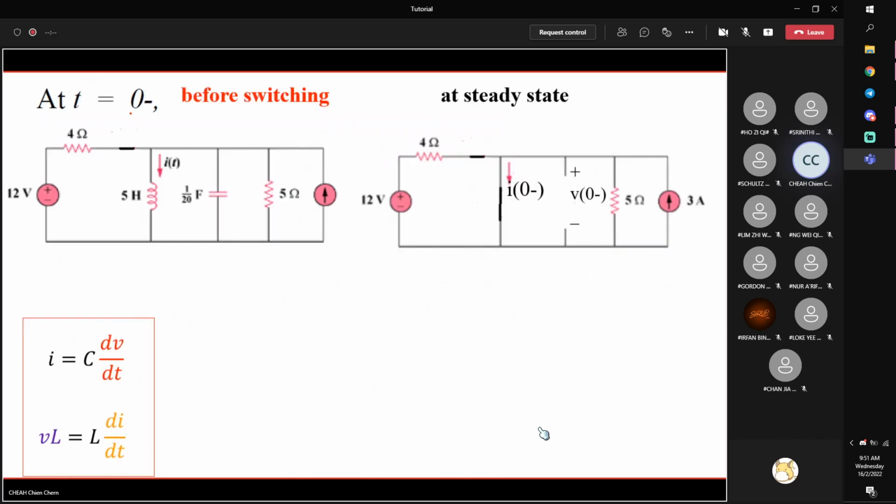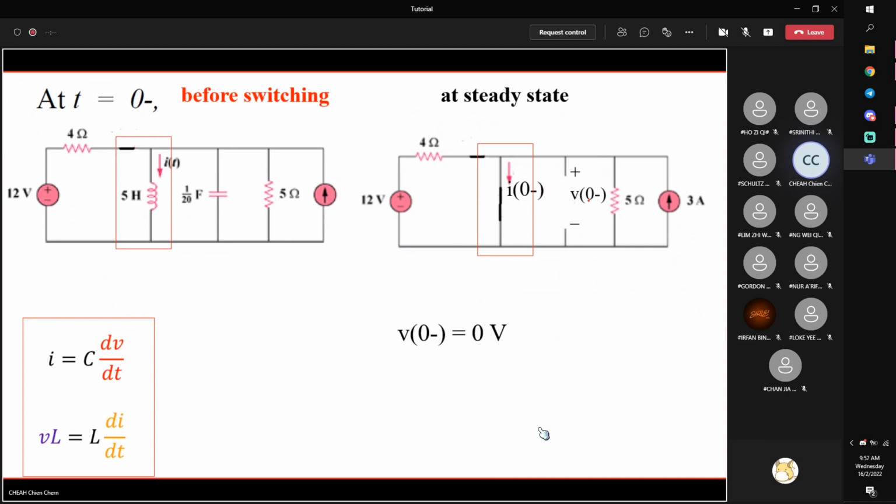Now, firstly, before switching, 0 minus, t equal to 0, you open. So 0 minus means before, right? Before the switch was opened. And before the switch was opened, if you allow sufficient time for the circuit to settle down, it reaches steady state, then we can find the current through the inductor and the voltage across the capacitor by simply analyzing the circuit, which is just a resistor network, right? Why? Because a capacitor behaves like an open circuit at steady state. An inductor behaves like a short circuit at steady state.